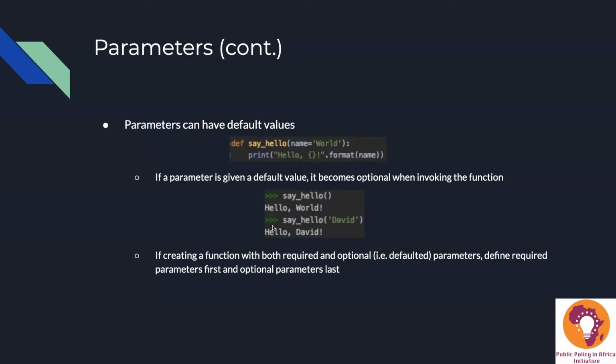But I can alternatively call say hello passing a single argument, and I can pass David in there. And now my say hello function says hello to me. It says hello David.